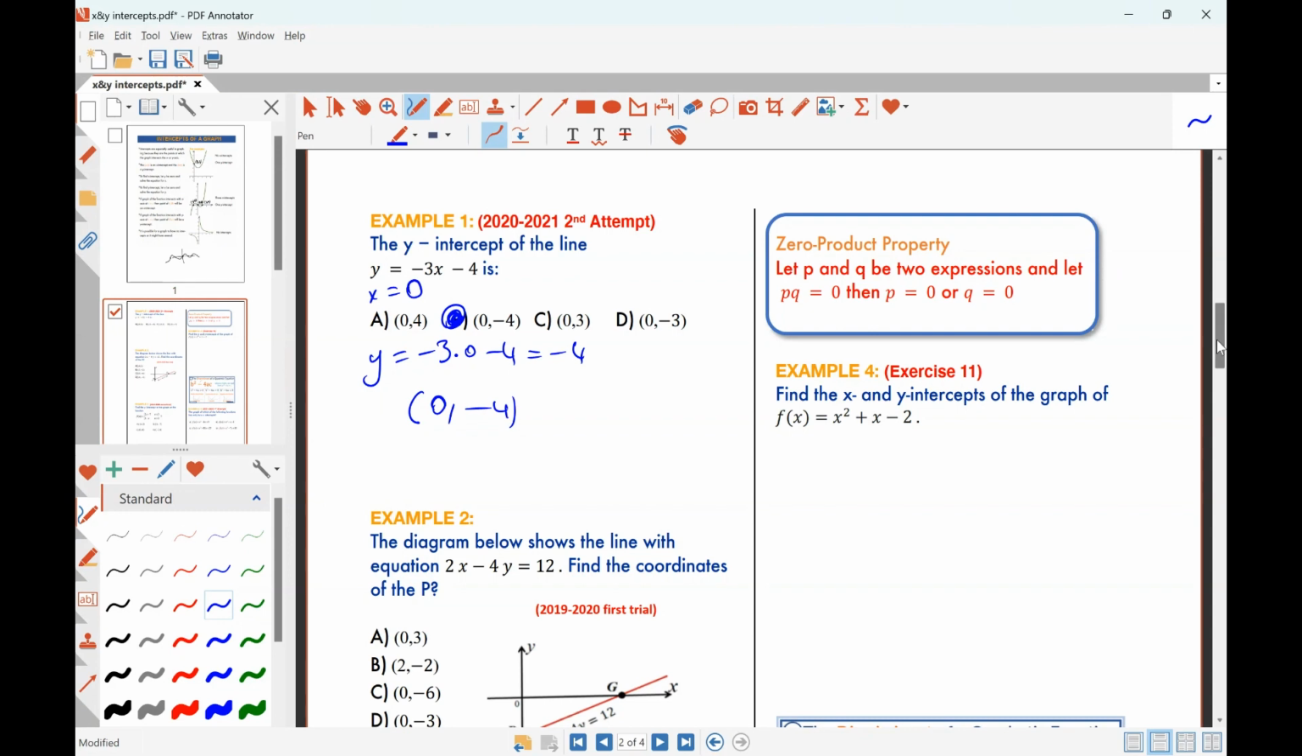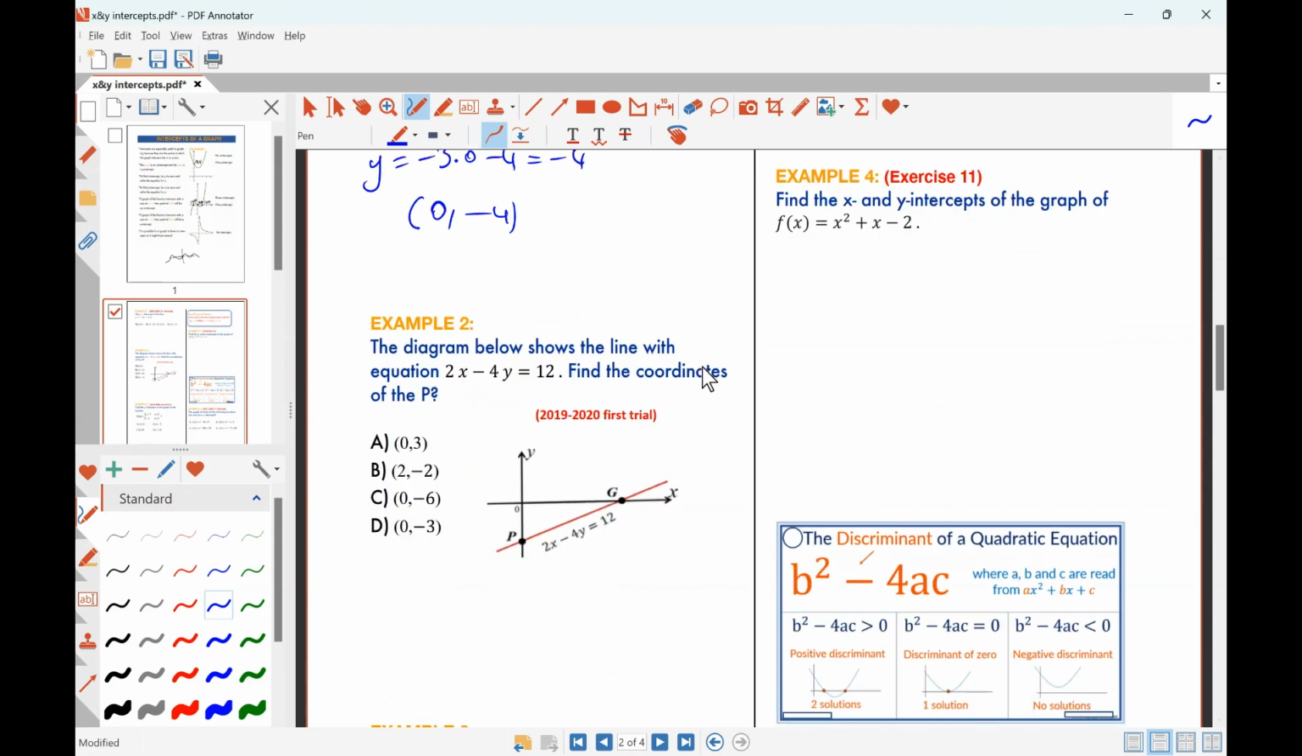Another ministry exam question. This is a different type. The figure is given. It doesn't mention the intercept. It just says find the coordinates of P. So you just need to know what P means. What does P represent? P is on the y-axis, so that point represents the y-intercept. So we're asked to find the y-intercept. If you know what it asks, you can answer the question easily.